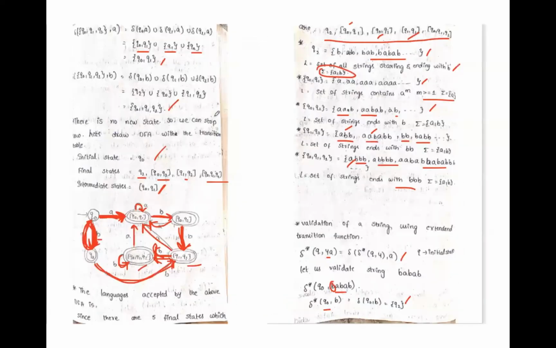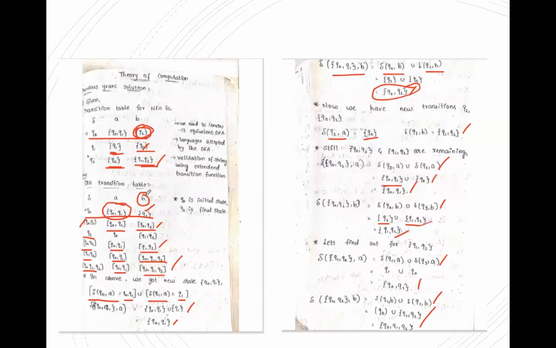Then take two strings, Q0 BA. So Q0 BA can be written as Q0 on B comma A. So what is Q0 on B? Q2, and write this symbol as it is, Q2 on A. So delta of Q2 on A is Q0. You will get that from the transition table. Q2 on A is Q0.